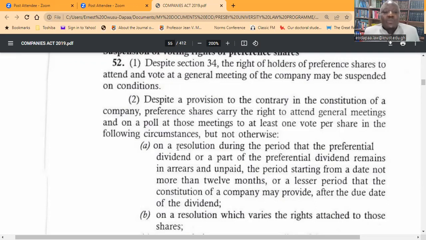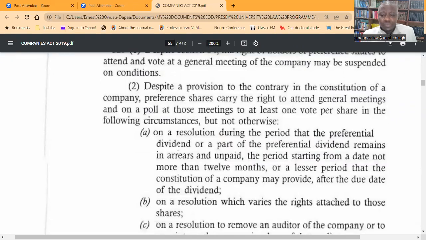Now, the reason why the preferential shareholder will be able to override whatever the company's constitution is saying is that the company is owing the preferential shareholder. He ought to have been paid his preferential dividend, and that is in arrears. It's not paid. And for that matter, during that period in which the company owes it, the preferential shareholder is entitled to attend and vote, regardless of whatever is stated in the constitution of the company.